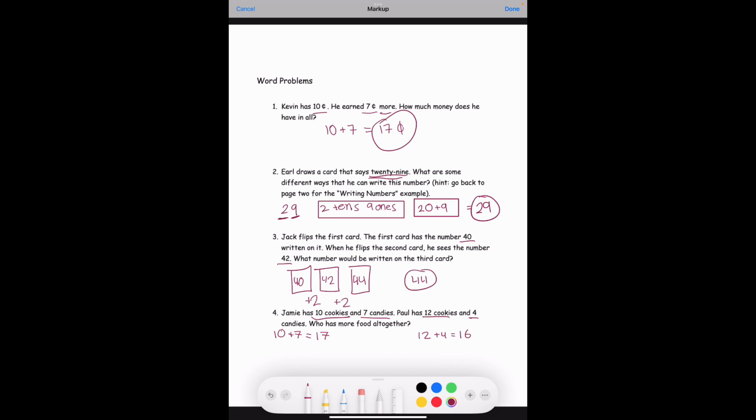So Jamie here has 17 pieces of food, and Paul has 16 pieces of food. Which number is greater, 17 or 16? 17 is greater, so Jamie has more food. And if we want to write it in the greater than or less than form, we're going to draw the opening towards the greater number like that, pointing to 17.